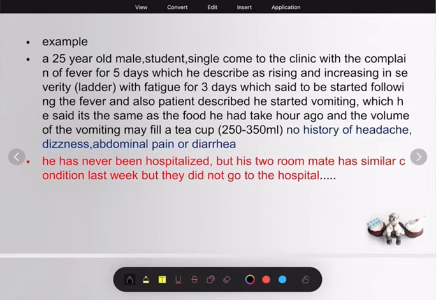In this story, there are 3 colored things. The first one, the text colored black, means this is the history of his presenting illness. The history colored blue is what we call systemic review. So you need to revise some of the systems or all of the systems. You need to ask about similar conditions and others. The one that has been colored in red is the past medical history. You need to know about the past medical history: has he been hospitalized, does he have any similar condition before, and so on. And there is also family history. He has two roommates who had a similar condition previously, but they did not go to the hospital.